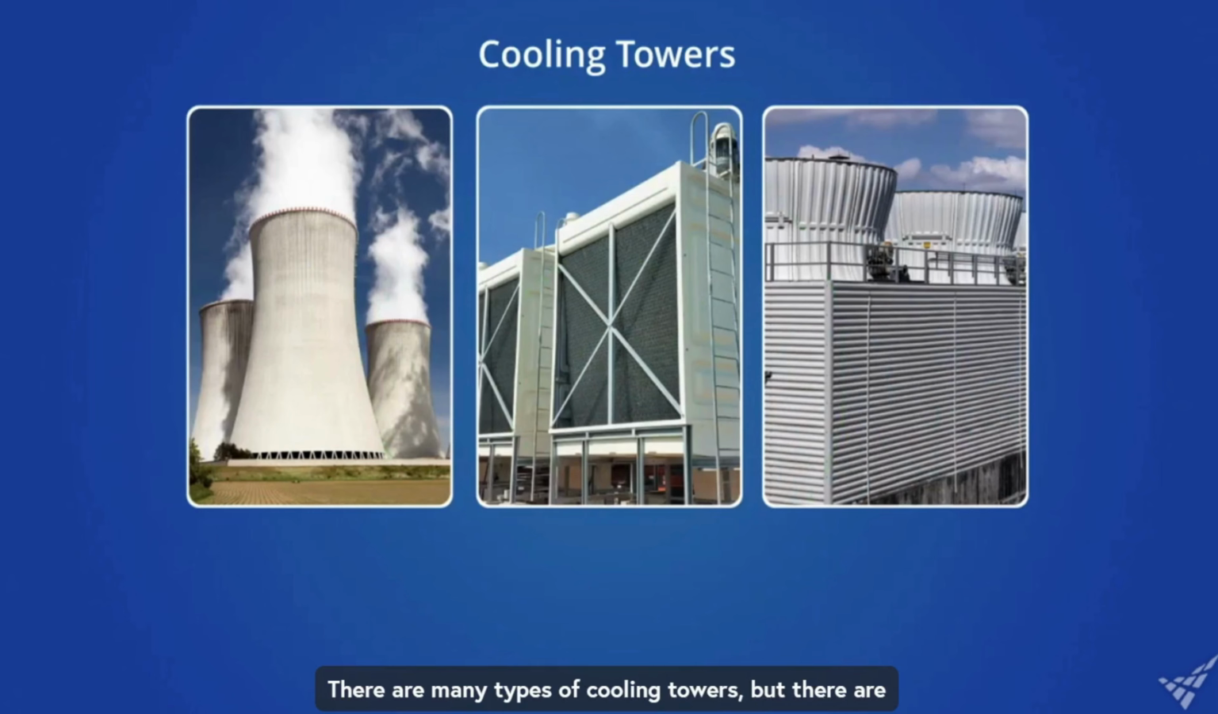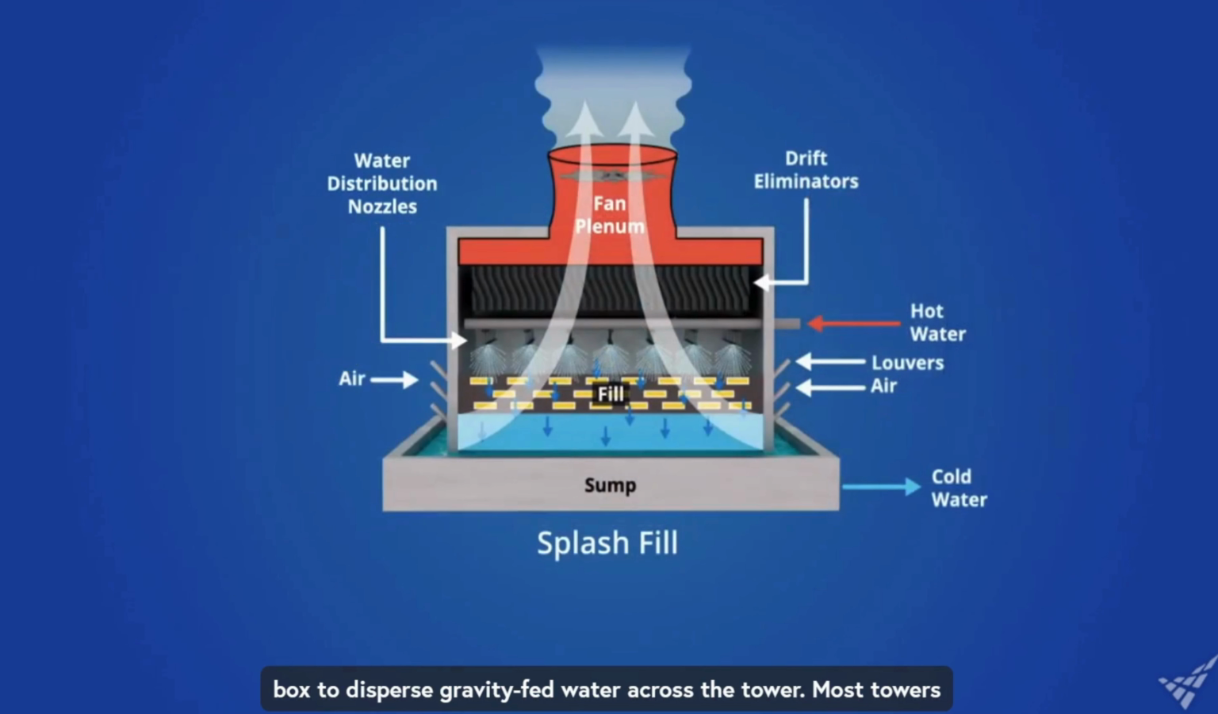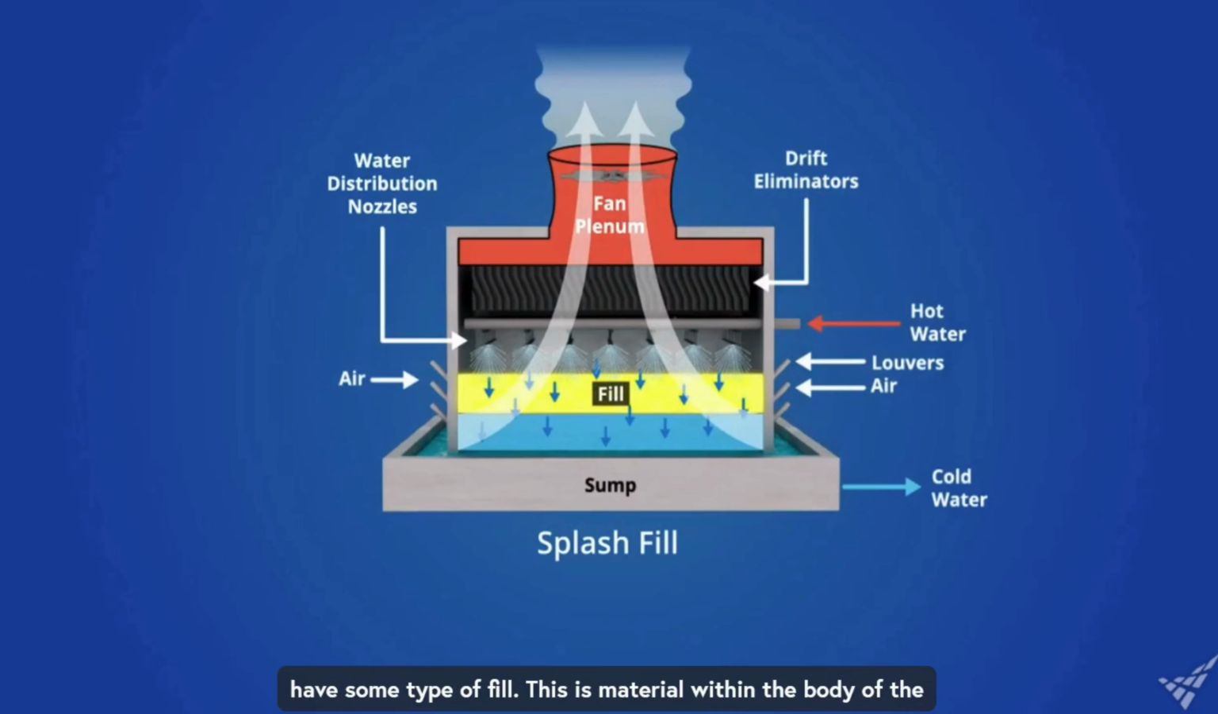There are many types of cooling towers, but there are components that are common to most towers. All towers discharge incoming water at the top of the tower. Some types use pressurized spray bars and nozzles. Others use a distribution box to disperse gravity-fed water across the tower. Most towers have some type of fill.